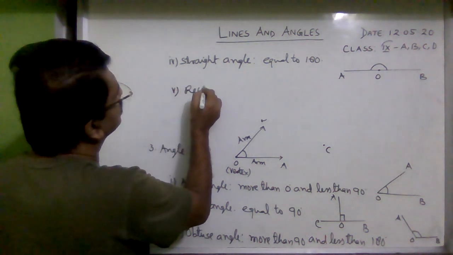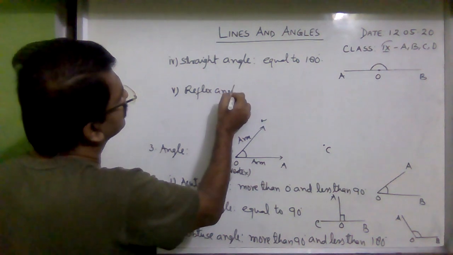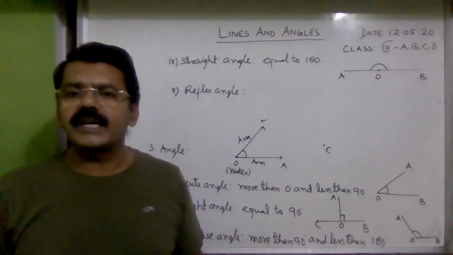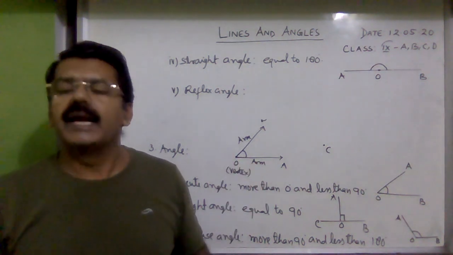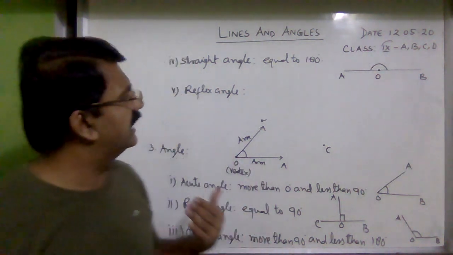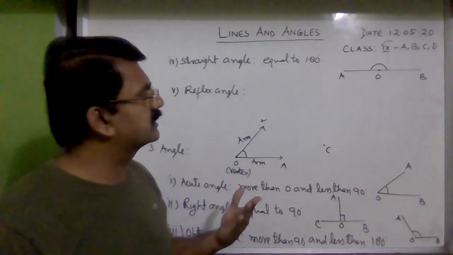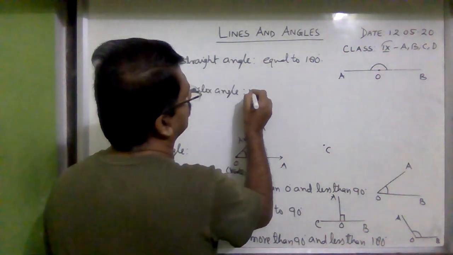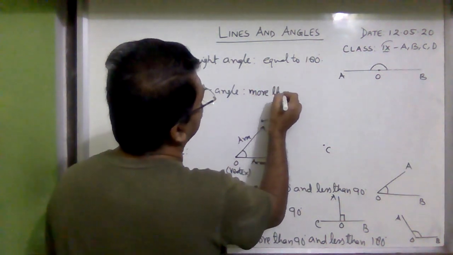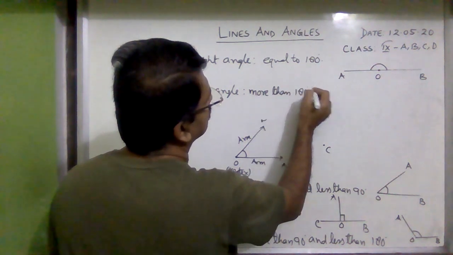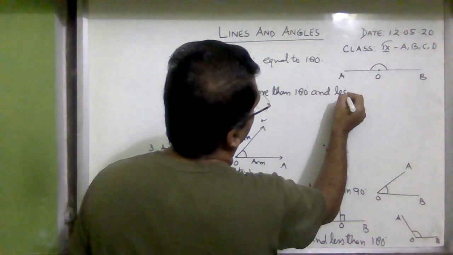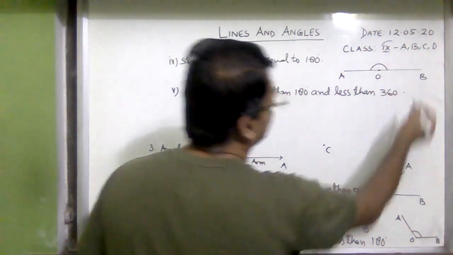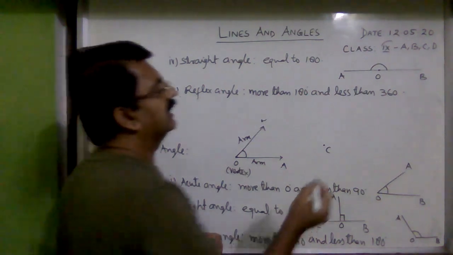Reflex angle. If an angle is more than 180 and less than 360 degree, then it is called a reflex angle. For example, the definition is more than 180 and less than 360 degree, then it is called a reflex angle.